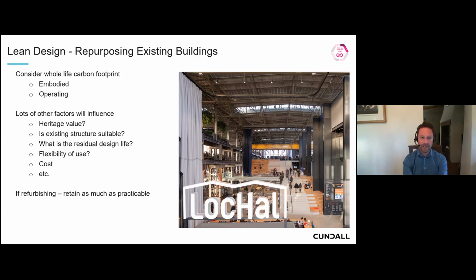It's important when we look at that we look at the balance of both embodied and operational, so we are making a whole life carbon decision. But there's a lot that we can do to achieve that, and we need to consider other aspects like the heritage value, the residual life of the existing structures, and how flexible it is for its new uses. And obviously cost is a primary driver in everything that we do. So I think when we refurbish, we need to be retaining as much as we can to protect that embodied carbon asset. But I think we also shouldn't be scared of quite deep interventions and retrofits of buildings to deliver that and still preserve some of the materials.